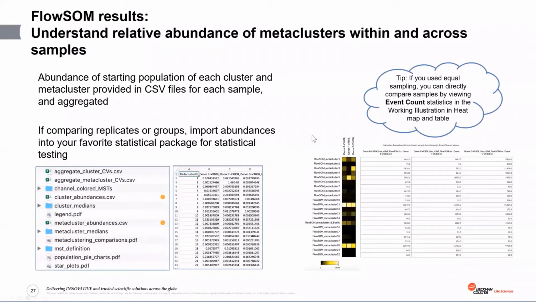Especially if you've used equal sampling, if you select event counts, you can directly compare from sample to sample. So here we're looking at a heat map and the corresponding event counts for each of the three samples in this experiment of each metacluster. If we want to compare where they differ, we can take a look at this heat map or the numbers and see where we might want to explore to see differences between samples.